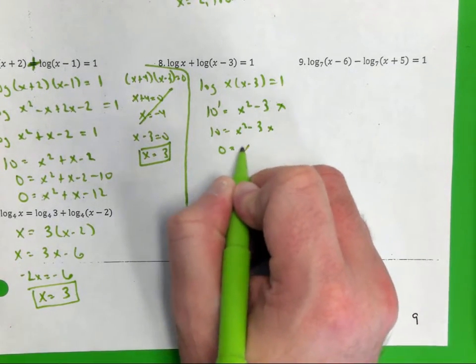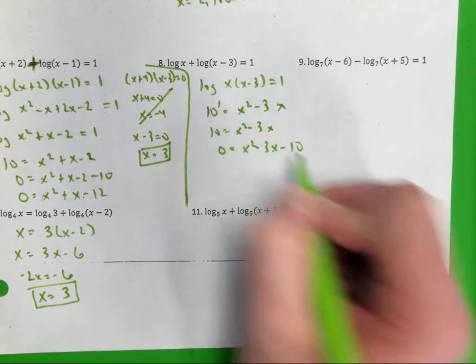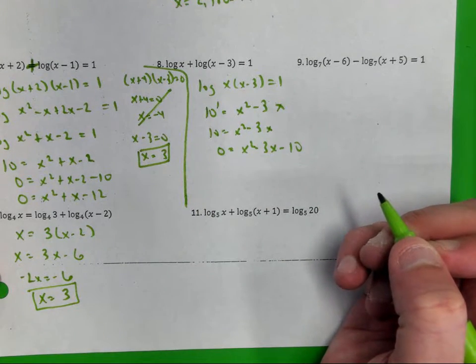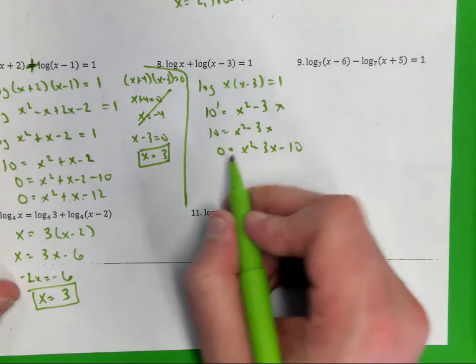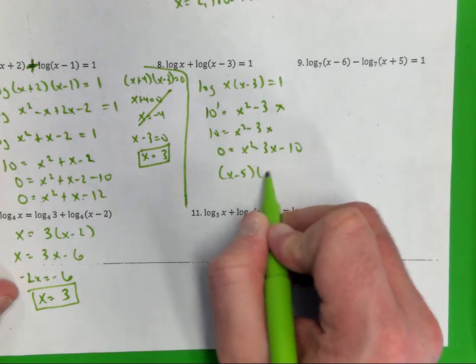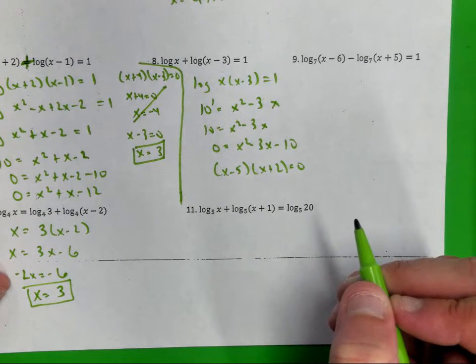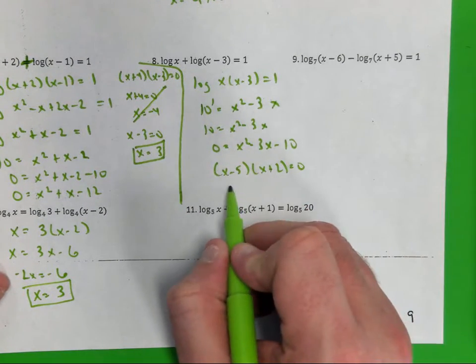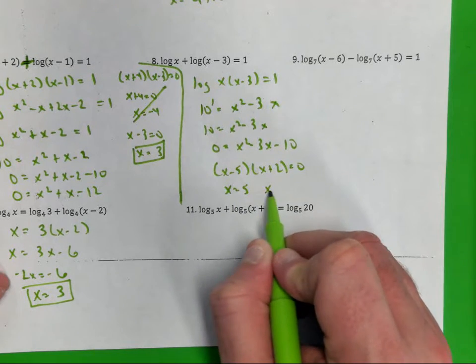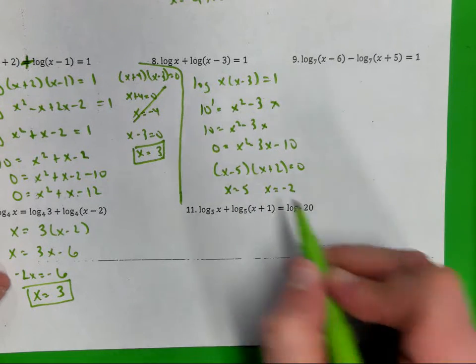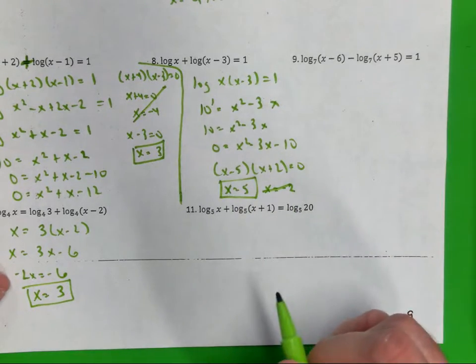I'm going to get that equal to 0. It's got to multiply to give me negative 10, add to give me negative 3. That's negative 5 and positive 2. So I get x equals 5 and x equals negative 2. Which one cannot work? So your only answer is 5.